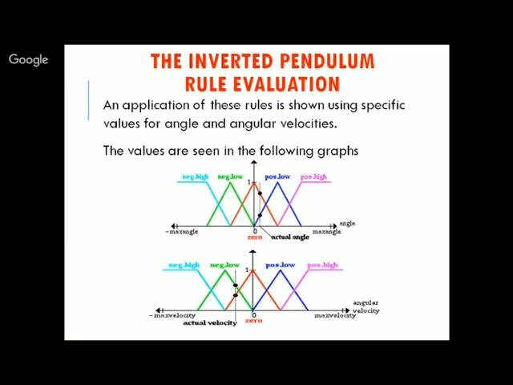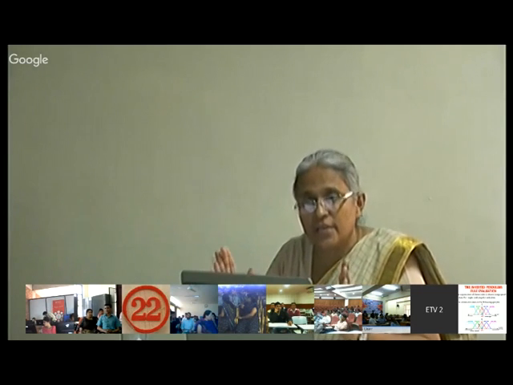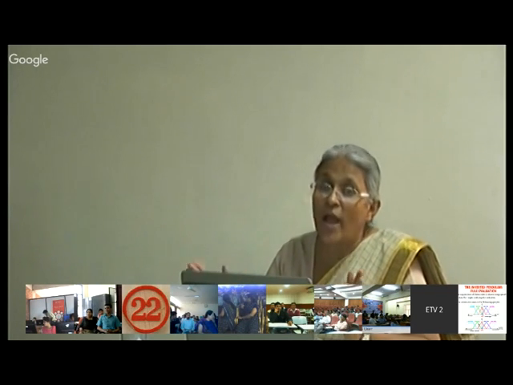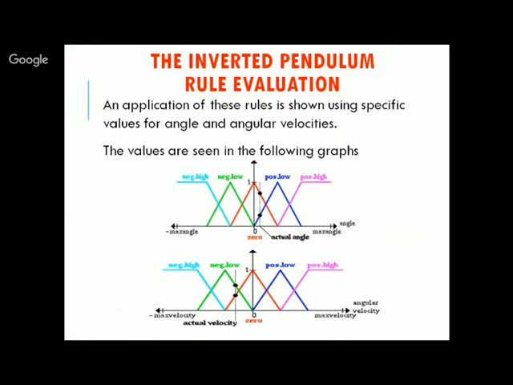Now, how do you evaluate it? See, as you know, the actual situation is not fuzzy. The actual situation is crisp only. You have crisp values of input and you will get crisp values of output. हमारे inverted pendulum के case में एक particular value of angle and angular velocity is required. तो वो angle and angular velocity की values को लेके what value of speed are you going to get?